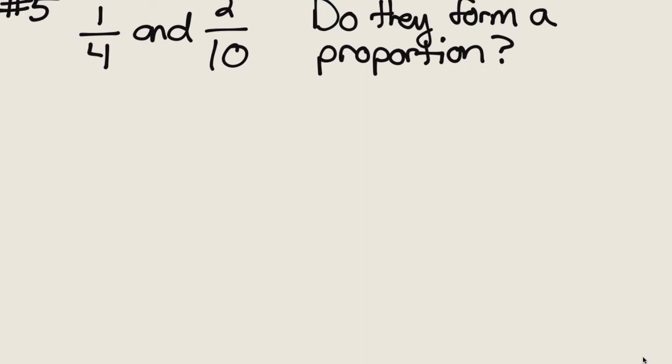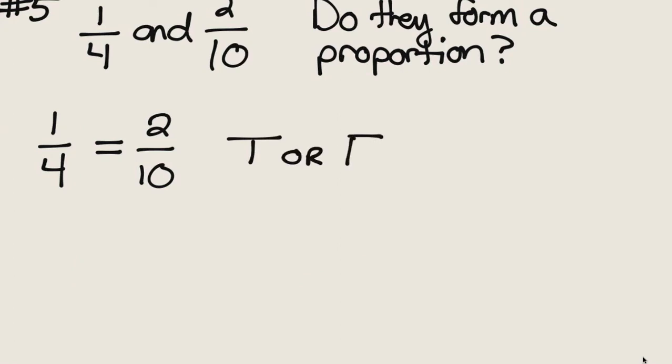And so in order to look at that, we will have to say they are or they are not equal. This is basically like a true or false type problem. So the way I would set this up, I would say, okay, 1/4 is equal to or is not equal to 2/10, true or false. That's kind of how I would go about solving this. And so I would look at it and I would say, are they equal?